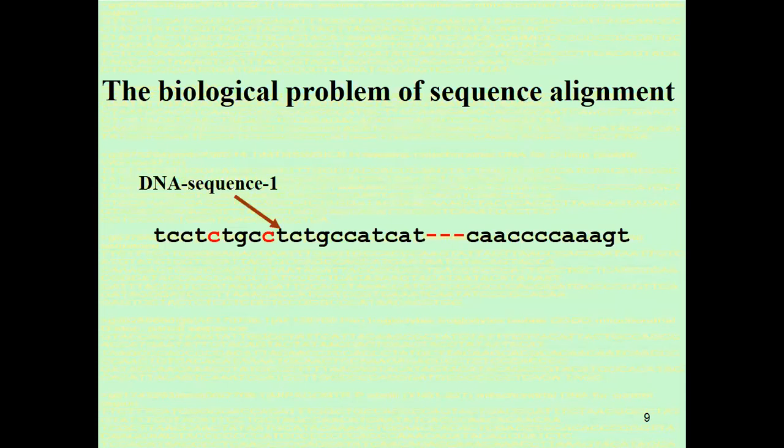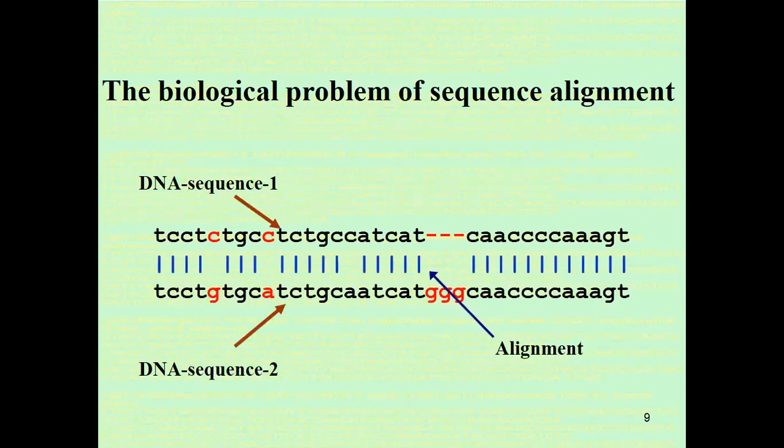The biological problem of sequence alignment: here you can have a look, this is DNA sequence 1, and then DNA sequence 2. Then there is an alignment. In this alignment, you can see T with T, C with C, and so on. However, in DNA sequence 1 here we have a C, but here we have a G.